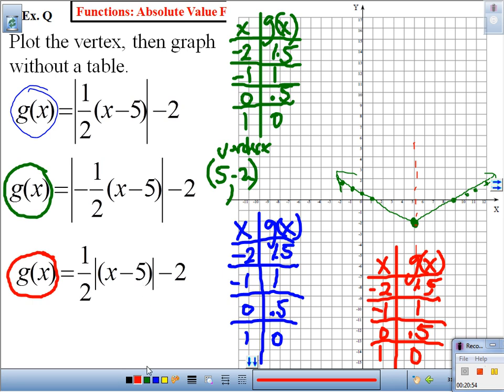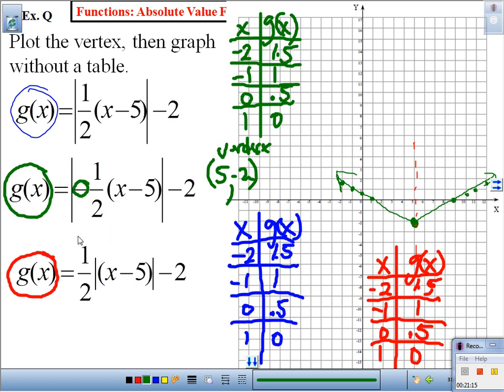However, this is what I want you guys to understand. Look up, please. Tell your neighbor, why even if this one has a negative inside the parentheses, it didn't matter, we get the same thing. Talk to your neighbor. So, Kenzie, what's your neighbor say? Why didn't it matter? Because the absolute value always comes out as a positive.